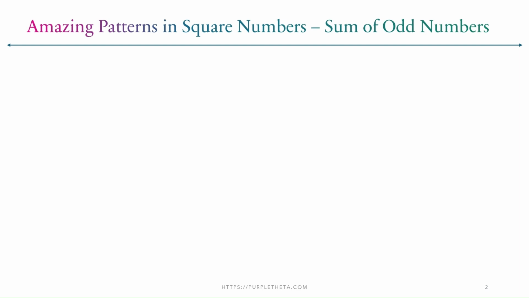Hi. In the last few videos, we explored different properties and interesting patterns of square numbers, such as how to identify square numbers, adding triangular numbers, and non-square numbers between two square numbers. In this video, let us explore one more interesting pattern. This time, we will see whether we get a square number when we add odd numbers.